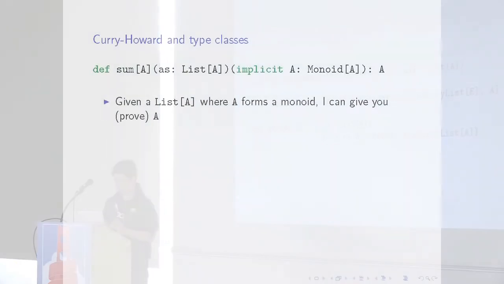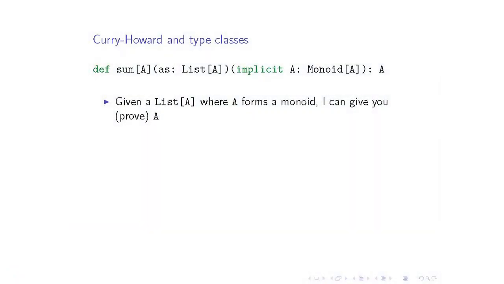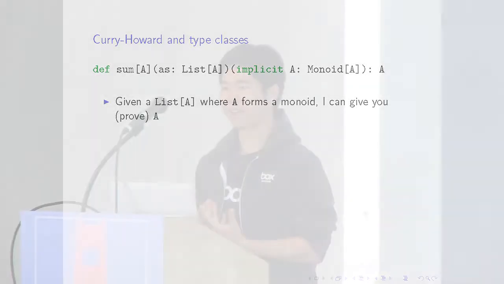So we're going to slightly switch gears a little bit, and we're going to talk about Curry-Howard and type classes. And this sort of ties back to the earlier sum function that we had. Given a list of A's, such that A forms a monoid, I can give you an A. Or put a different way, give me, if you can prove list of A and A forms a monoid, then I can prove to you A.